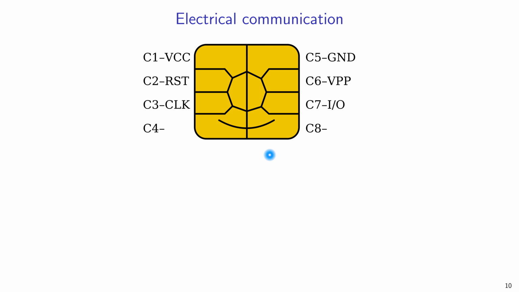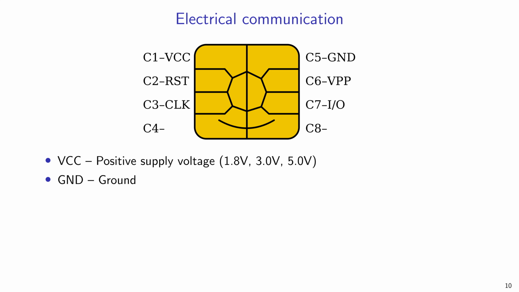So the contact pad of the chip has these 8 contacts. The VCC and ground contacts are used to supply voltage to the chip. The chip does not have a built-in power source, so it relies on the terminal to supply power. There are 3 voltage classes: 1.8, 3 and 5 volts. A chip does not have to support all, but it must implement protection so that it is not damaged if a higher voltage than the one it supports is supplied.